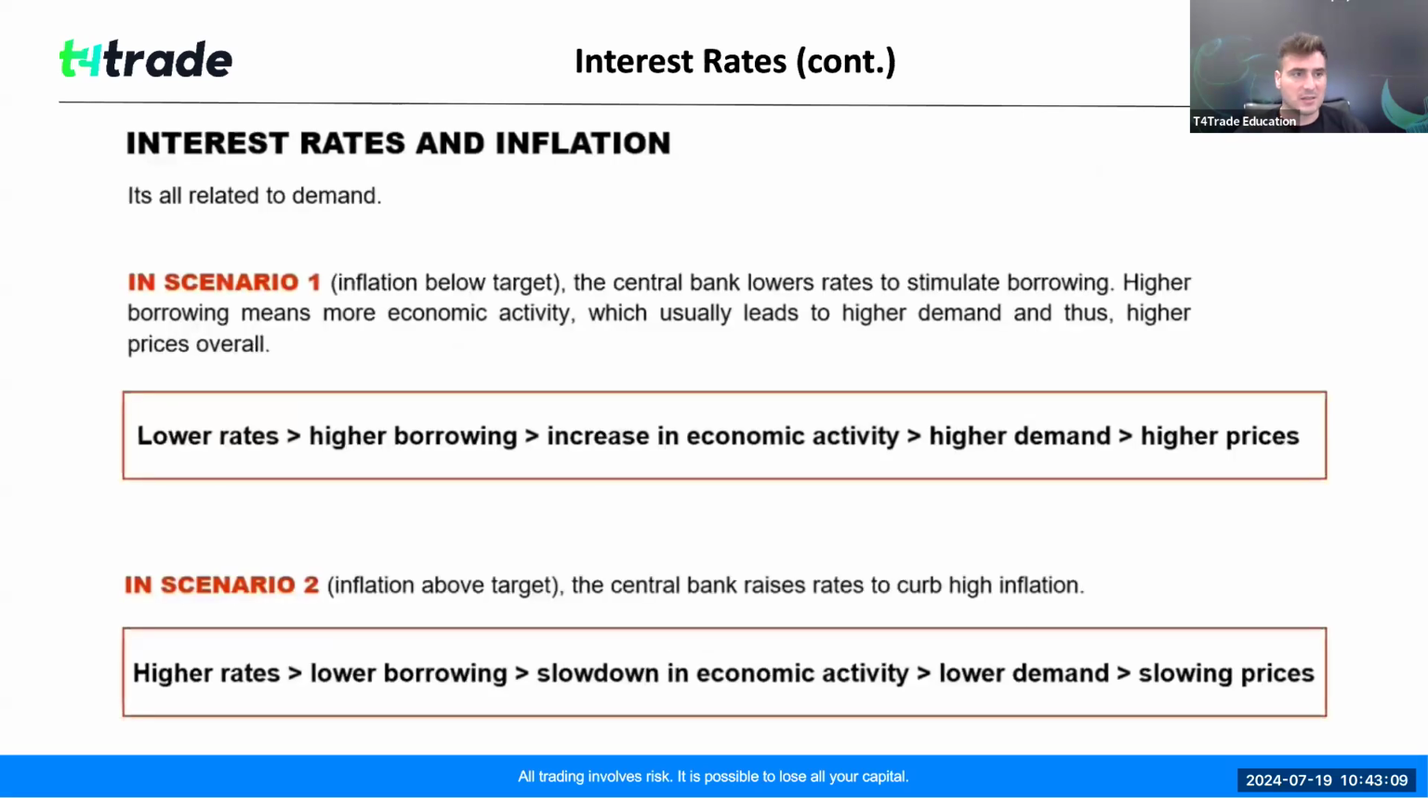Okay, so interest rates and inflation, it's all related to demand. I've pretty much explained this over the past few slides. I'm going to do this once again in order for you to digest it. In the first scenario, where we had deflation or inflationary pressures below the target, central banks lower rates to stimulate borrowing. In a sense, they tell you, you know what, you can get money from me at 0% interest. So in other words, free money.